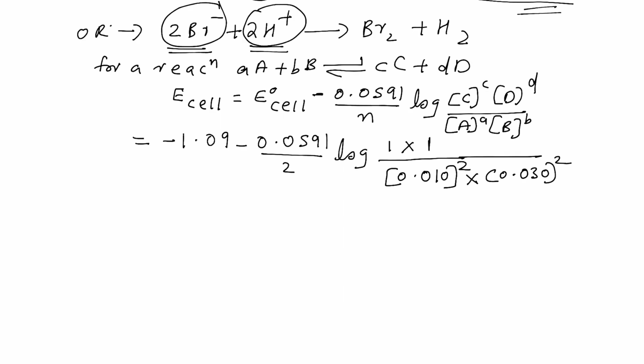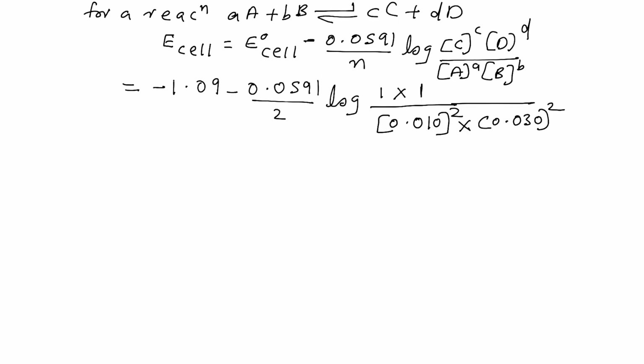See, why we take concentration of Br2 and H2 as 1? See, for Br2, it is pure liquid. For pure liquid, as per convention, you can take concentration as 1. Now for H2, see, it's 1 bar. Concentration is given in terms of pressure and it is 1 bar. Okay, so that's why we take 1 into 1. Clear? And remember, for pure solid and pure liquid, we take concentration as 1.